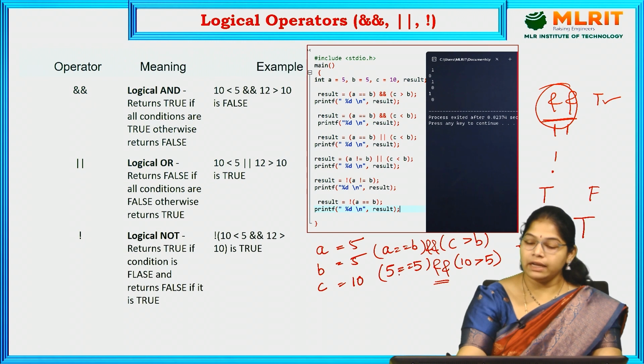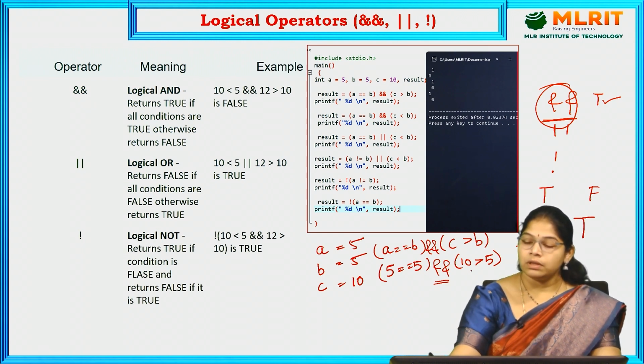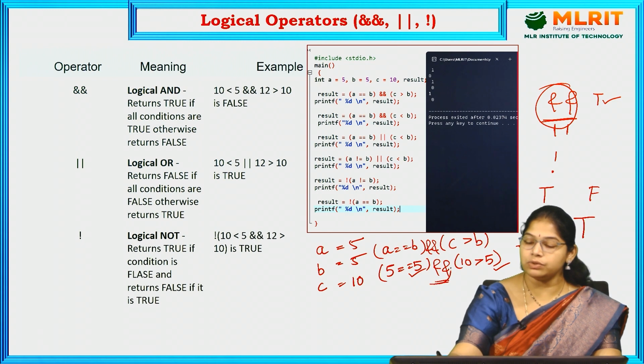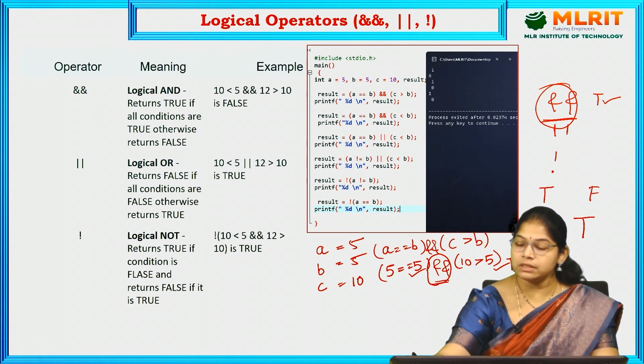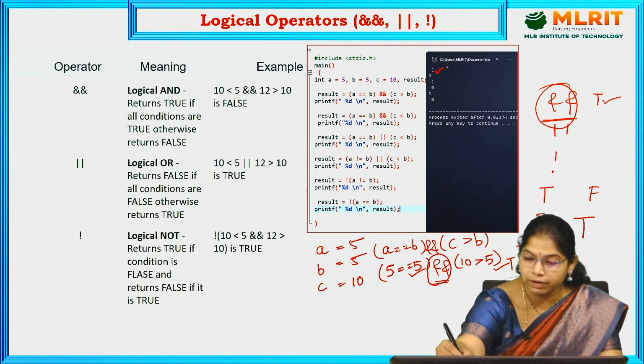So here A equal to B, 5 equal to 5. Yes, the condition is true. Then we have one more, that is C greater than B, 10 greater than 5. Yes, this is also true. I have combined these two using logical AND. It will give the value true when both the conditions are true. So here it is true. True is always represented with the binary value 1. So here we got 1.